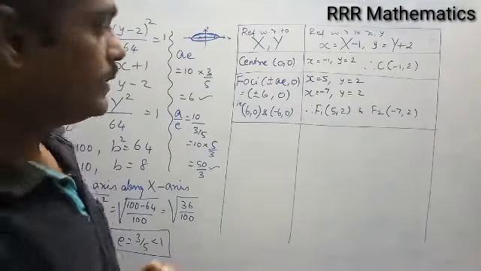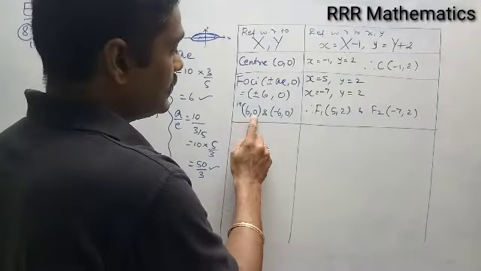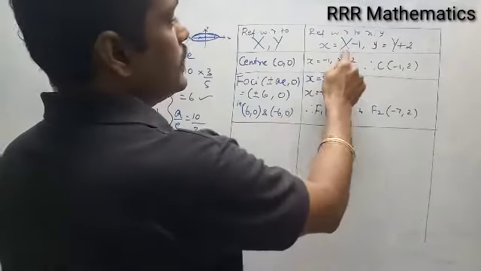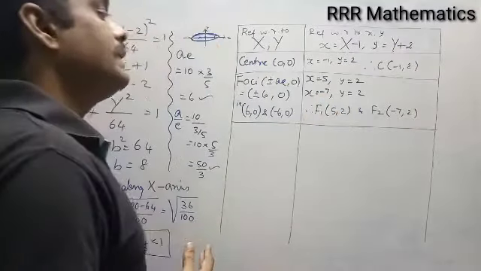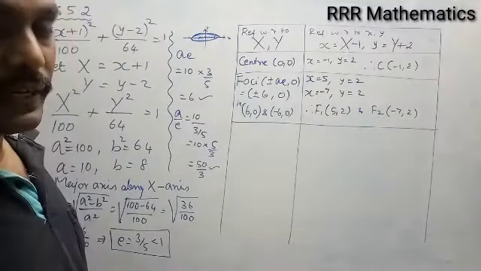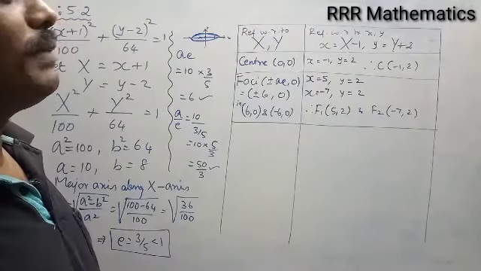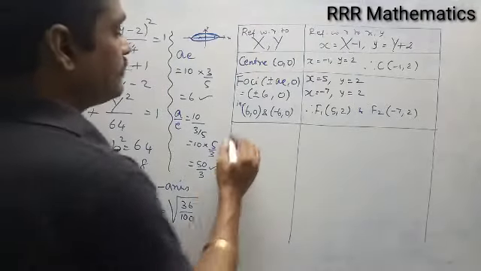Is it clear? Just replace, this is capital X and this is capital Y. Here and here you will get respectively small x and small y value. In this case the foci will be F1, that is 5, 2 and another foci F2 will be minus 7, 2.